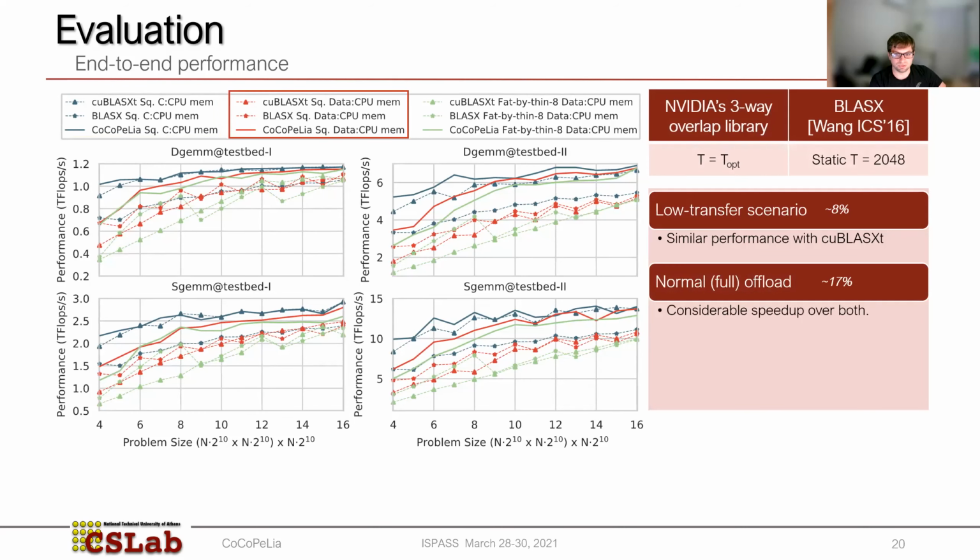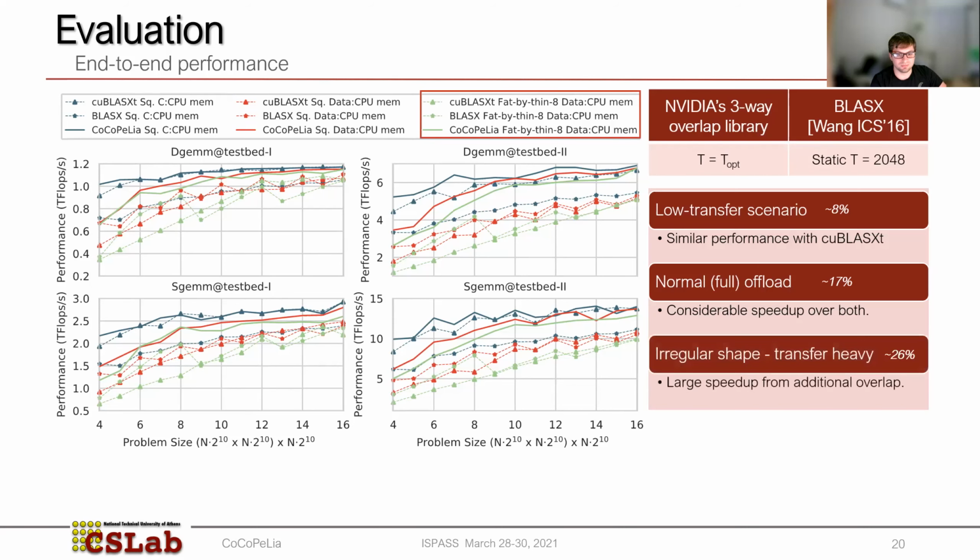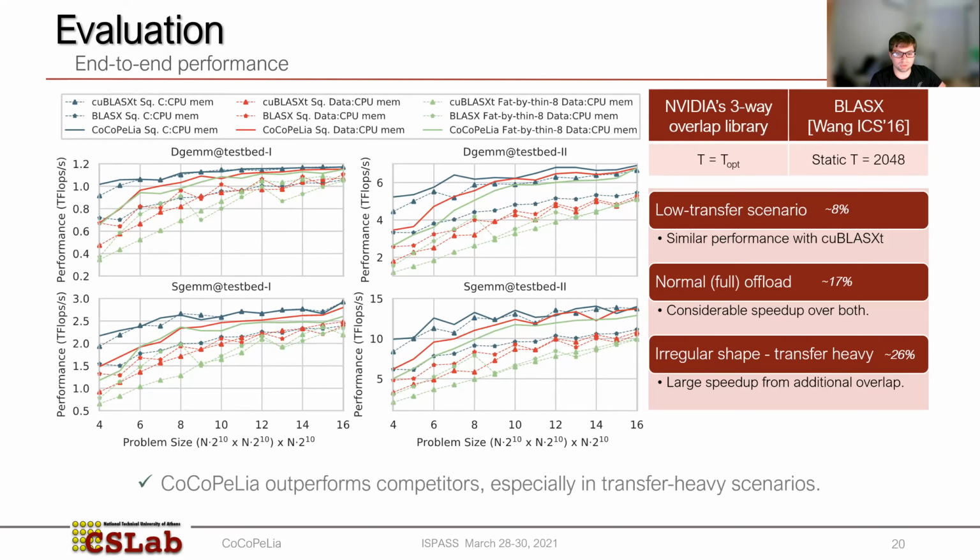On the other hand, for the full offload scenario, where all data is initially on the CPU, which is the second red case, we see that it has considerable average speedup of 17% over the best of the two other libraries. Finally, for a full offload case of a non-square problem, which results in a very transfer-heavy scenario, it shows a large average speedup of 26% among the best of the other two libraries, benefiting from the additional overlap potential that it can utilize. Then we conclude that CoCoPeLia actually outperformed competitors, and especially in transfer-heavy scenarios.